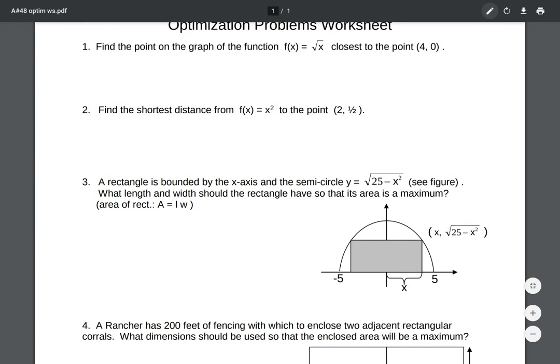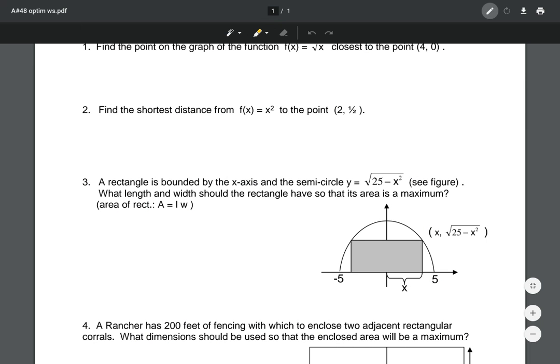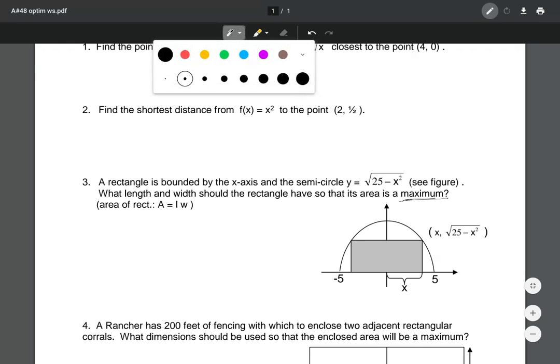Okay, it says a rectangle is bounded by the x-axis and the semicircle that you see there. What length and width should the rectangle have so it can have a maximum area? Now, to have a maximum area, let me make this a little bit bigger, you need to figure out the formula. It even tells you that the formula is A is length times width. Okay, so we can say the A is length times width.